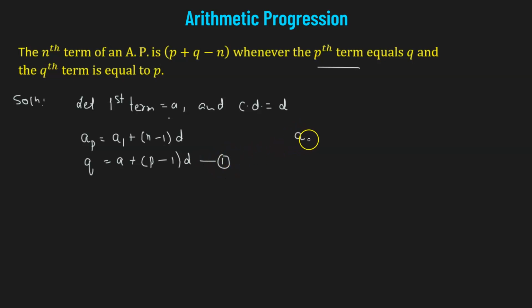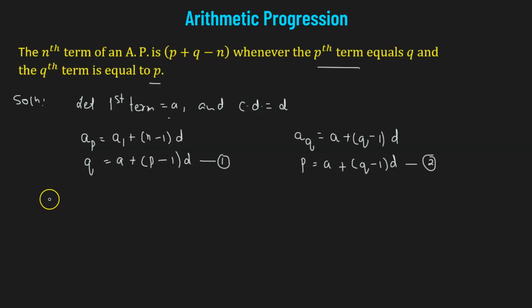Then it's given that the qth term is a plus q minus 1 times d, and the qth term equals p. So that means we have p equals a plus q minus 1 times the common difference d, and we're going to label this as equation number 2. Now we have to show that the nth term is given by p plus q minus n.